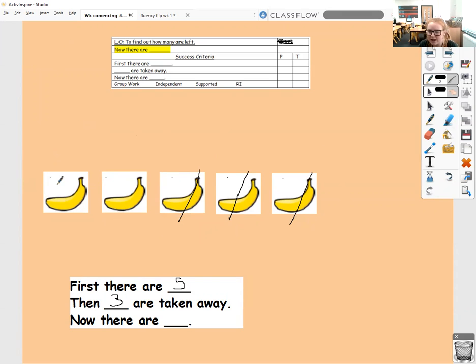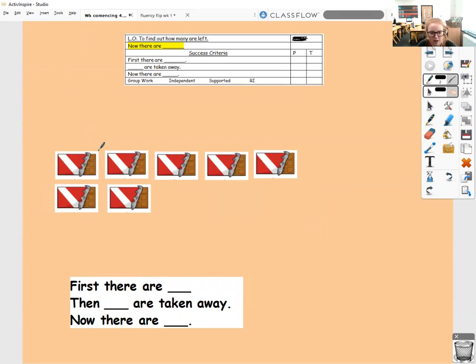Now there are, how many are left? So first there were 5, then 3 were taken away. How many are left? Now there are 1, 2. 2 are left. Now there are 2. So first there were 5, then 3 were taken away. Now there are 2.